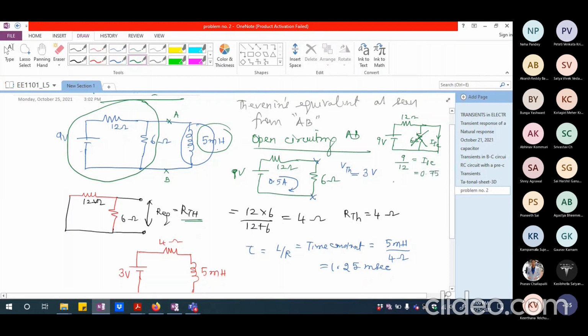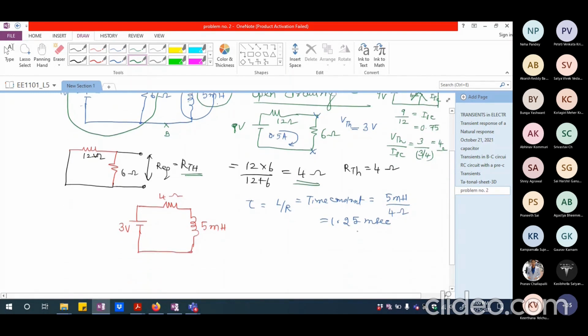So I have VThevenin divided by ISC. 3 divided by 3 by 4 is going to be 4 ohms, which we have got anyway here. So you can calculate the Thevenin's resistance either way: you calculate the short circuit current, and VThevenin divided by the short circuit current will give you the Thevenin resistance. Okay, fine. So this is going to be the time constant of this circuit.